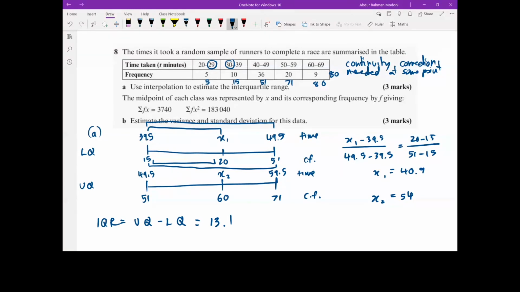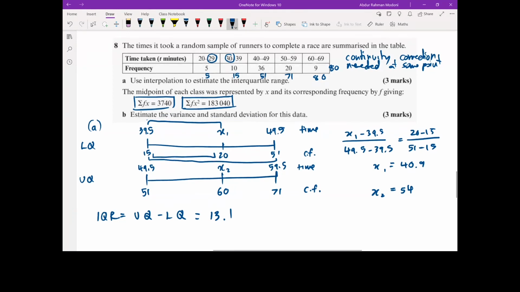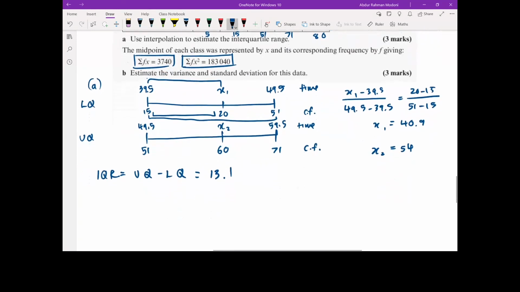Then it goes on to say the midpoint of each class was represented by x and its corresponding frequency given by f. And then it tells us the sum of fx and the sum of fx squared. And what it's asking us to do now is to work out an estimate of the variance and standard deviation for this data. So let's take a look at how we would approach this.